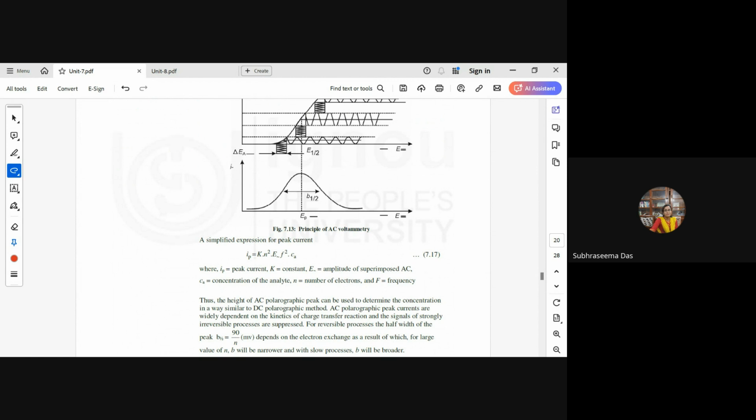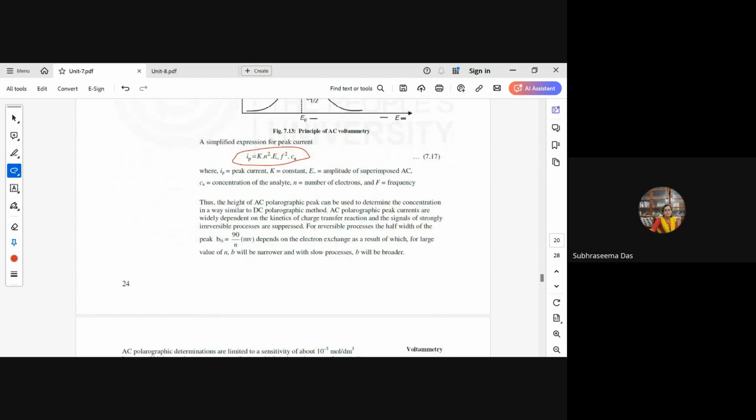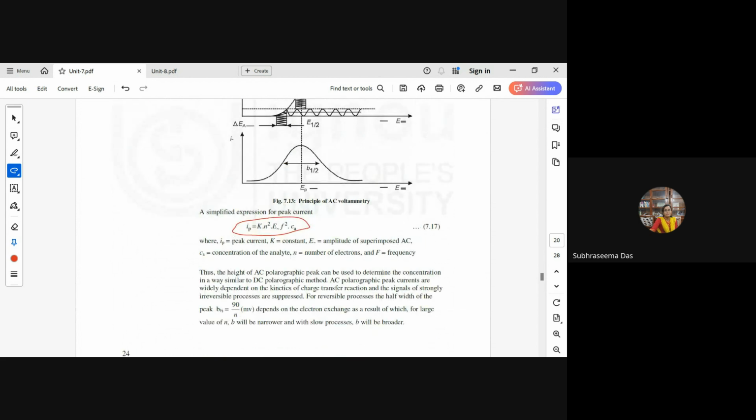The expression for peak current here is given as ip is equal to k n square E square Ca square root of f, where ip is the peak current, k is a constant, and E represents the amplitude of the superimposed alternating current. Ca is the concentration of the analyte, n is the number of electrons, and f represents the frequency. Thus, the height of this polarographic peak can be used for the determination of the concentration of the analyte, which is quite similar to that in the DC polarographic method.